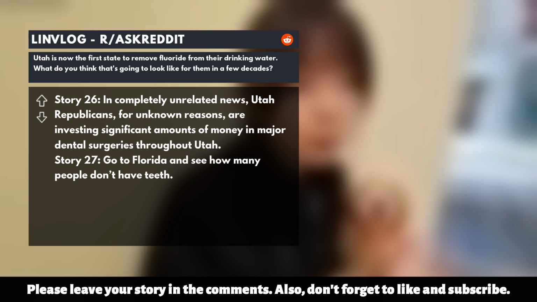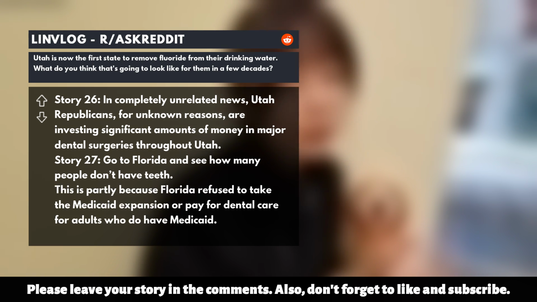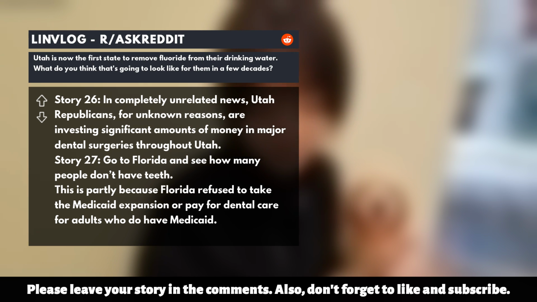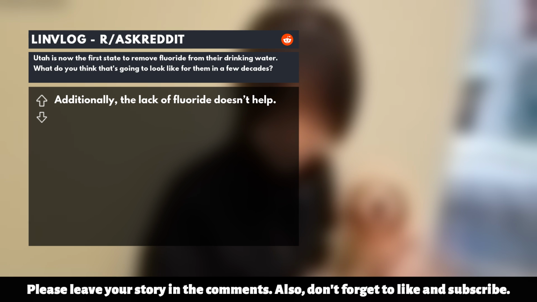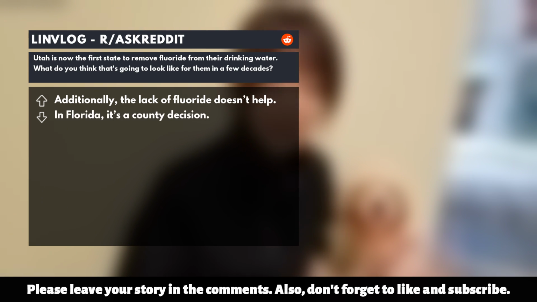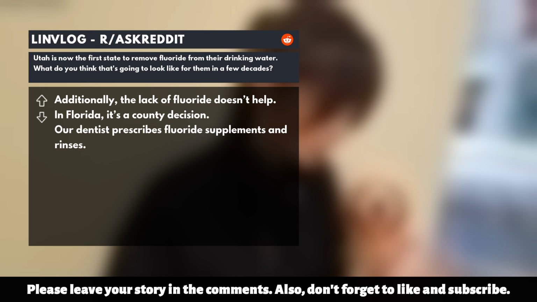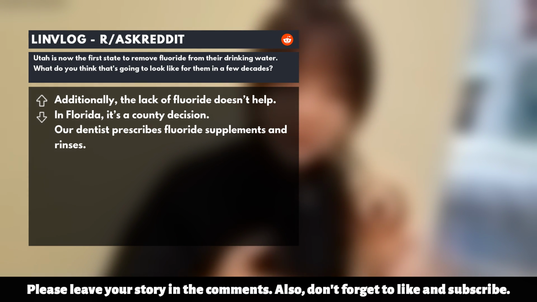Story 27. Go to Florida and see how many people don't have teeth. This is partly because Florida refused to take the Medicaid expansion or pay for dental care for adults who do have Medicaid. Additionally, the lack of fluoride doesn't help. In Florida, it's a county decision. Our dentist prescribes fluoride supplements and rinses.